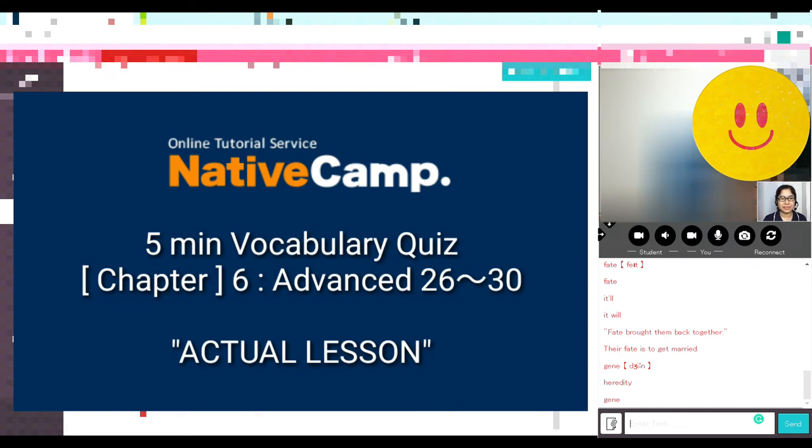Letter B, a particular gene is responsible for the inheritance of eye color. Again, a particular gene is responsible for the inheritance of eye color. Very good. Last one. It's impossible to say how much a person's behavior is predetermined by their genes.